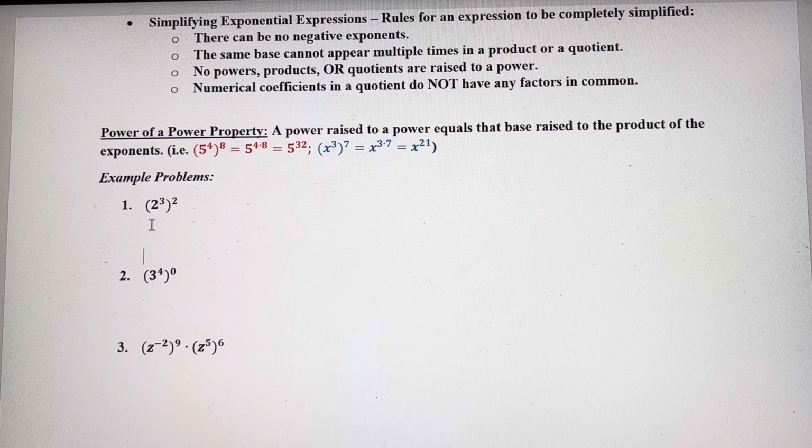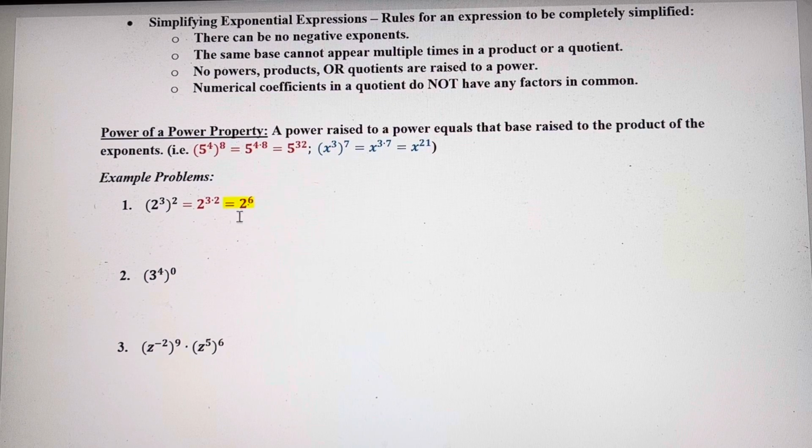Okay, number 1, we've got 2 to the 3rd power raised to the 2nd power. Now we could evaluate 2 to the 3rd power and call that 8, and then square the 8 and get 64. But again, the purpose of this video is to understand the property and to apply that property correctly. So let's go ahead and multiply these exponents. 2 to the 3 times 2, which is 2 to the 6th, okay?